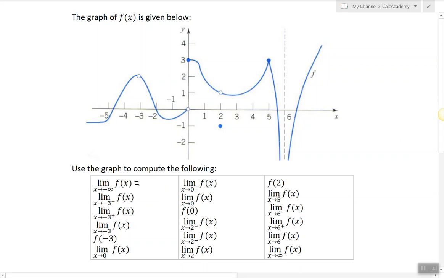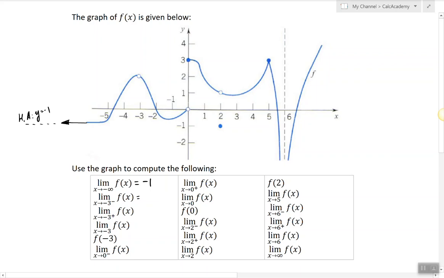So the first limit is as x goes to negative infinity, and when working with limits, you basically have to understand what it is asking you for. So we're looking at the output of the function as x goes to negative infinity, and from this graph it appears that the function has a horizontal asymptote at -1. So using the language of limits, we say the limit of f of x as x goes to negative infinity is equal to -1.